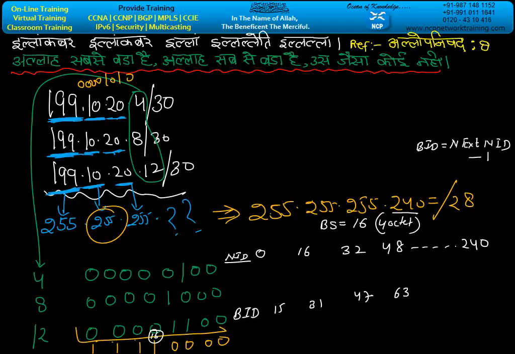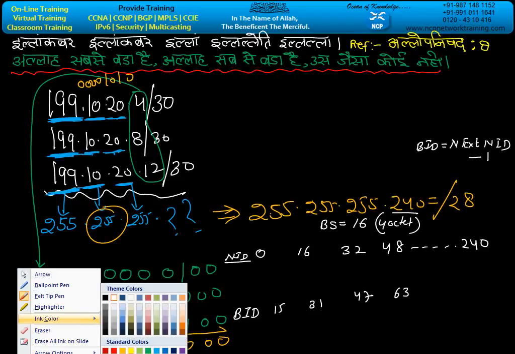We will start from 0. We are breaking the entire range, 0 to 255, by 16. The first block belongs to 16, second block 16, third block 16. The first block will start from 0, the second block will start from 16, the next will start from 32.